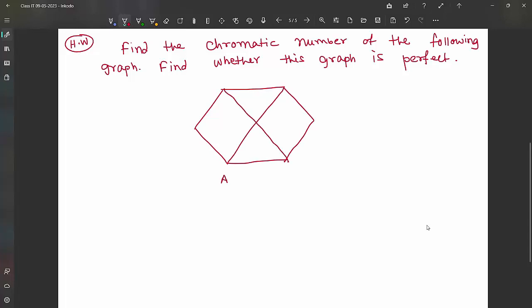So A, B, this is C, this is D, this is E, and this is F. So just check it. What is the chromatic number of the graph? And after that, is it a perfect graph or not?